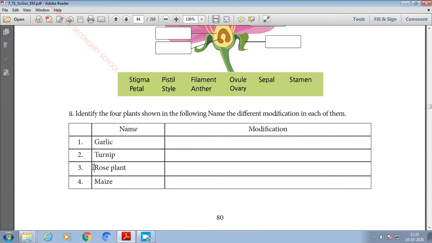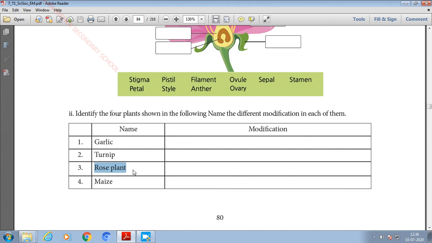Then the third one, rose plant. Rose plant is not a modification, it is an example for vegetative propagation. So its stem is used for vegetative propagation. S-T-E-M, stem, U-S-E-D, used, for, V-E-G-E-T-A-T-I-V-E, vegetative, P-R-O-P-A-G-A-T-I-O-N, propagation. Stem used for vegetative propagation. And also you can mention asexual reproduction by means of cutting.